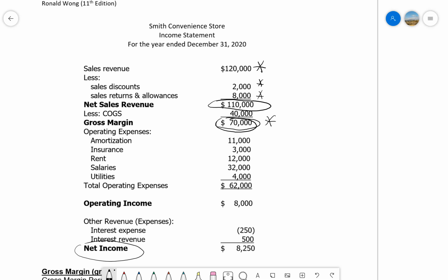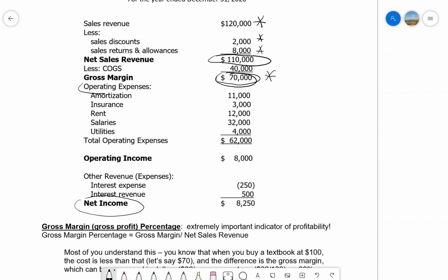And then we subtract what we call operating expenses. These are all the expenses that the company incurs in their day-to-day operations. And that then gives us a new subtotal called operating income. Now, this subtotal is important because this tells us, did the company make any money? Did they make any profit or net income based on just their day-to-day operations? And so in this example, they did. This company made $8,000 of operating income just based on their day-to-day operations.